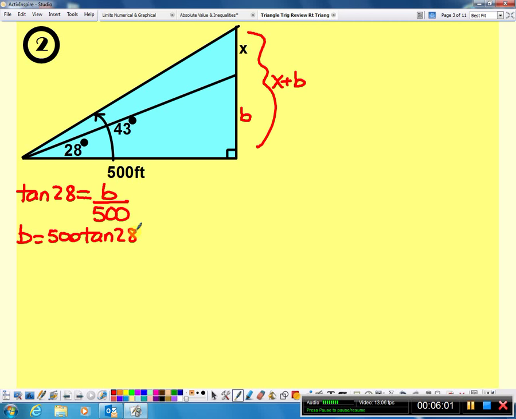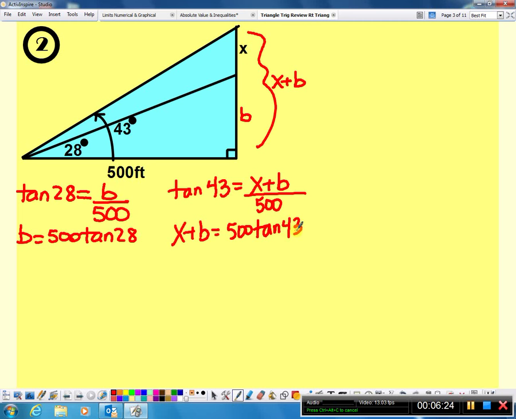Well, if I look at the large right triangle that contains the 43-degree angle, I can say that tangent 43 is x plus b over 500. x plus b equals 500 tan 43.